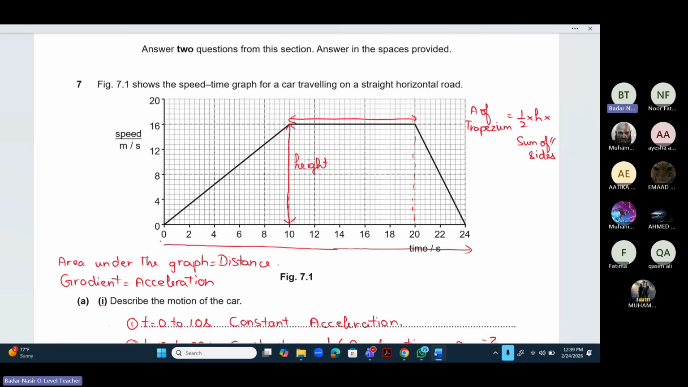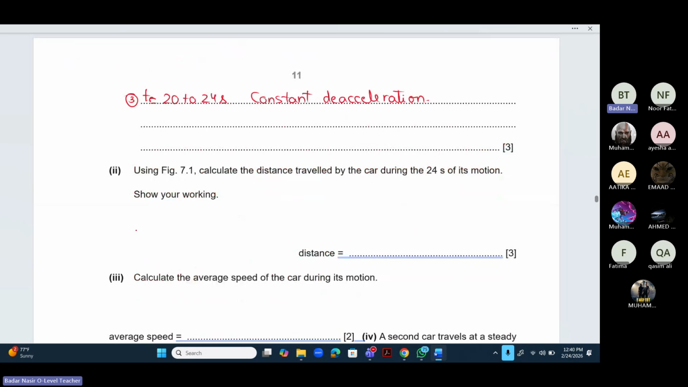So the full length is 24 and this length is 20 minus 10, 10. The height is 16, you read it from the graph. So now we just have to put the values in the formula. So 1 over 2, height is 16, and the parallel sides are 10 and 24. Put the whole thing on the calculator and we will get the final answer. So half into 16 into 34, we get 272 meters.